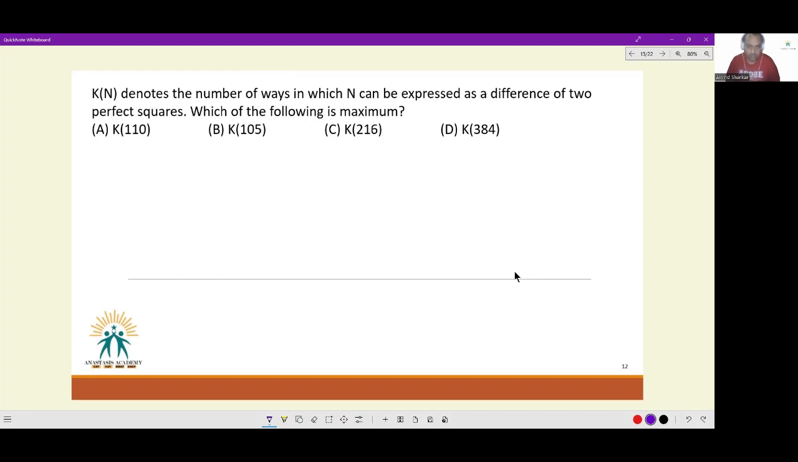Kn denotes the number of ways in which n can be expressed as a difference of two perfect squares. Which of the following is maximum? So for 110, p square minus q square is equal to 110. I'm just saying how many potential values for p and q I can identify. Hopefully you can see p square minus q square, the simplest simplification we have is p minus q and p plus q.